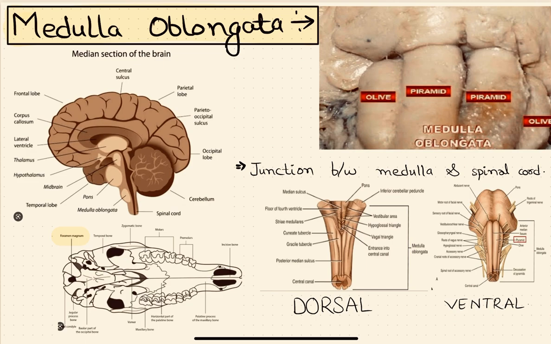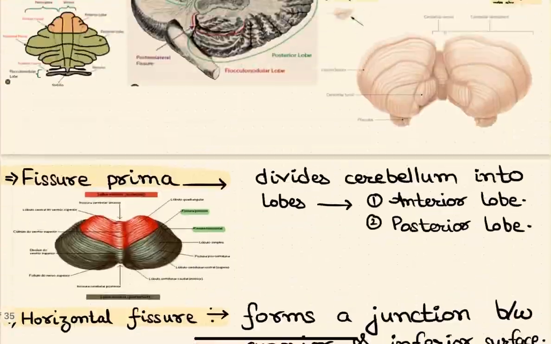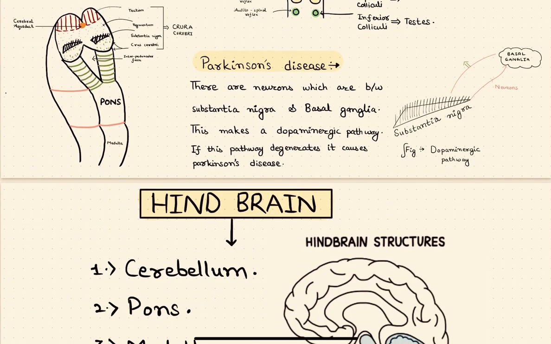So this was all about the medulla oblongata, pons, and cerebellum, or in short we completed the whole hindbrain. The hindbrain is completed in this video, and there are two more lectures on the midbrain and forebrain.